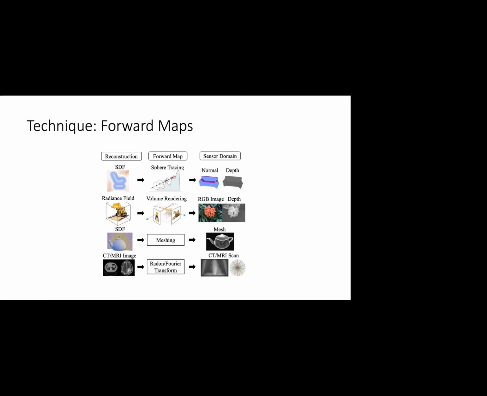It could be some kind of meshing algorithm. It could be a Fourier transform. It could be many things. But basically you've got this known forward map to get you from your reconstruction to your sensor. The question then is, how do you get from your sensor domain to your reconstruction domain?